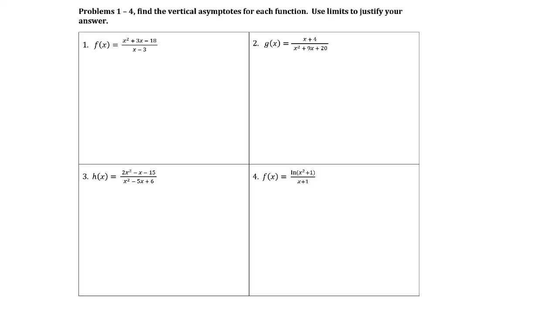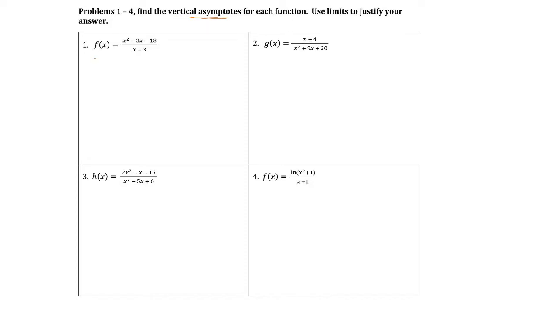Okay, in this video, I will be going over all of your homework problems. Starting with the very first ones here, you're asked to go through and find the vertical asymptote, and then after you have that vertical asymptote, you are asked to prove that you have a vertical asymptote using limits.